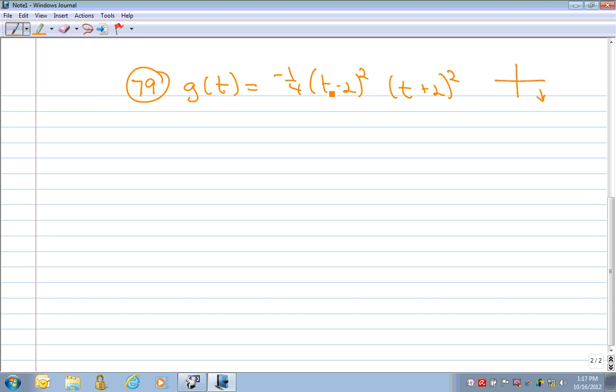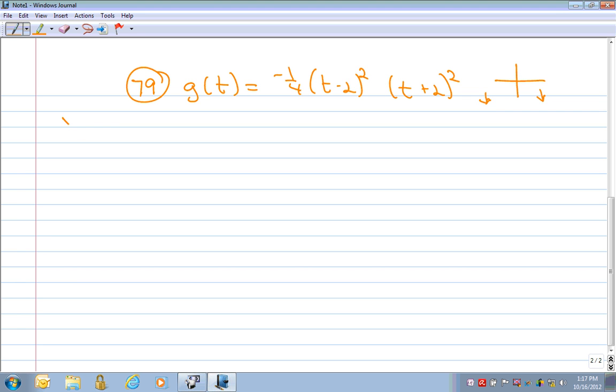That'd be t to the 4th. That is an even degree, and that means the other end behavior would be the same. So this would go down on the left as well. So our graph in the end, both sides, the extremes of our graph, will be heading down. All right, let's take a look at what we know.